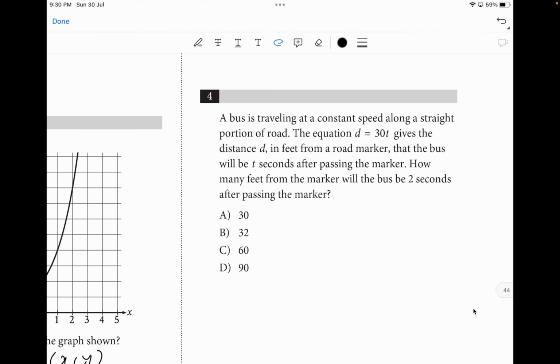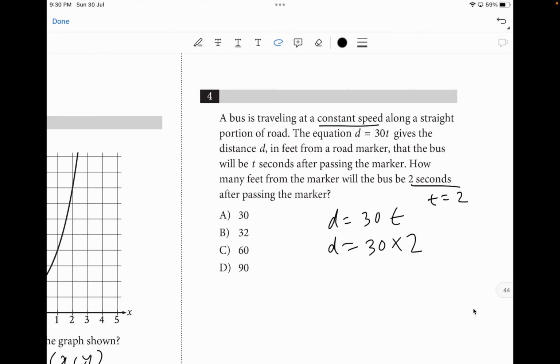Question number 4, a bus is traveling at a constant speed along a straight portion of road. The equation d equals 30t gives us the distance d in feet from a road marker that the bus will be t seconds after passing the marker. How many feet from the marker will the bus be 2 seconds after passing the marker? Since the bus is traveling at a constant speed, and the equation is given as d equals 30t, where d is the distance in feet from a road marker and t is the seconds after passing the marker, all you need to do is 30 times 2 seconds, since time is equivalent to 2 seconds.